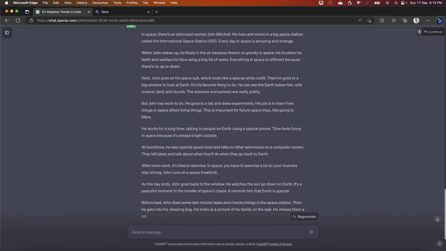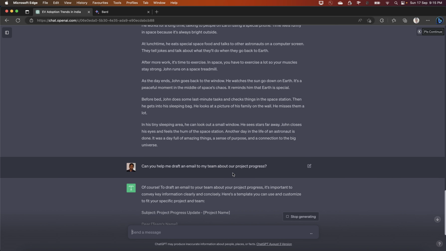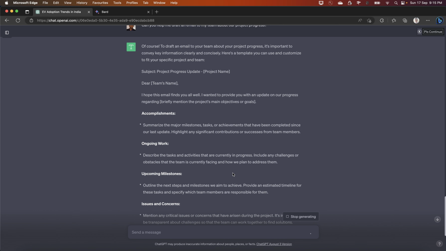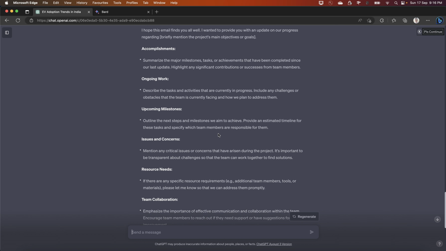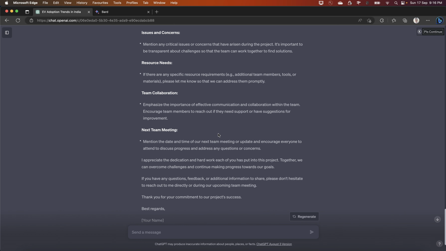Now let's understand, let's say, can you help me draft an email to my team about our project progress? And this is the template which it has given. Of course, to draft an email you can take this template as is and retrofit it with your content. Otherwise, you just put the content in and ask ChatGPT to create and draft an email in that particular context, and it will certainly do that. And this is doing well from the language understanding perspective.